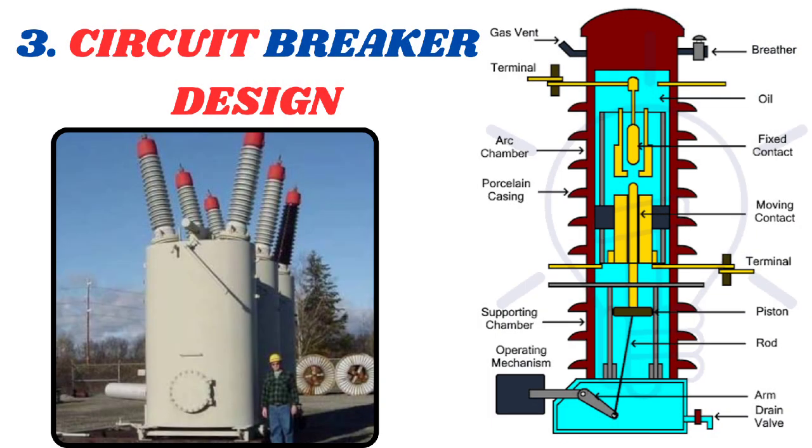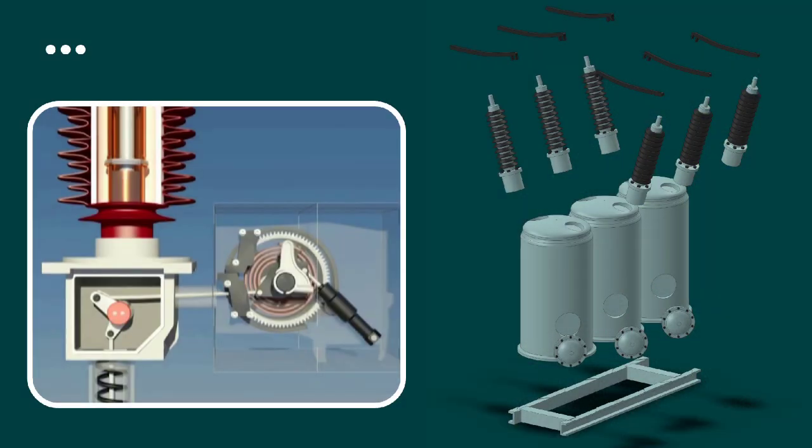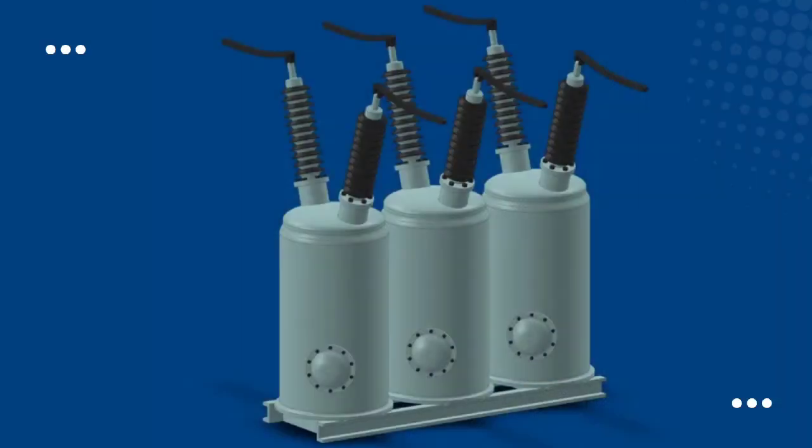3. Circuit breaker design. The design of the circuit breaker tank, insulation, and other components can significantly impact its performance and reliability. Factors such as tank size, insulation material, and component selection can affect the circuit breaker's ability to withstand fault currents, operate reliably, and maintain its dielectric properties. A well-designed circuit breaker can ensure reliable operation, minimize downtime, and reduce maintenance requirements.